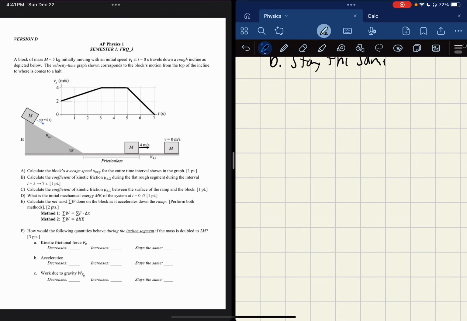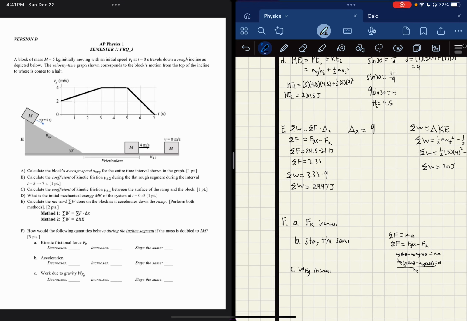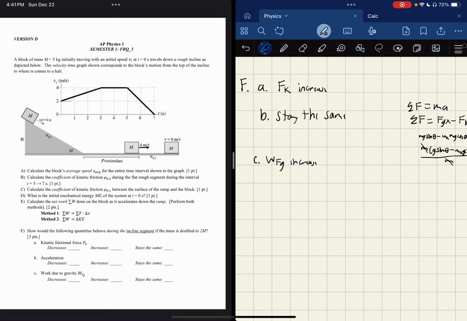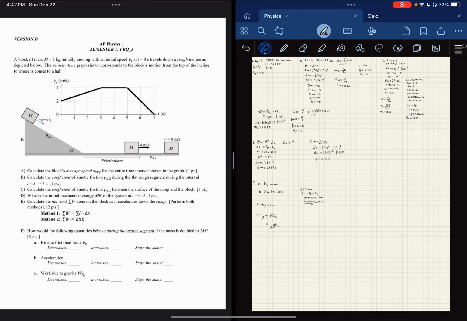Okay, C. Your work by Fg would increase. That's because your work by Fg is equal to your PEi, initial potential energy, which is equal to mghi. It has an m, so if your m doubles, this would also increase. That is FRQ number 3.